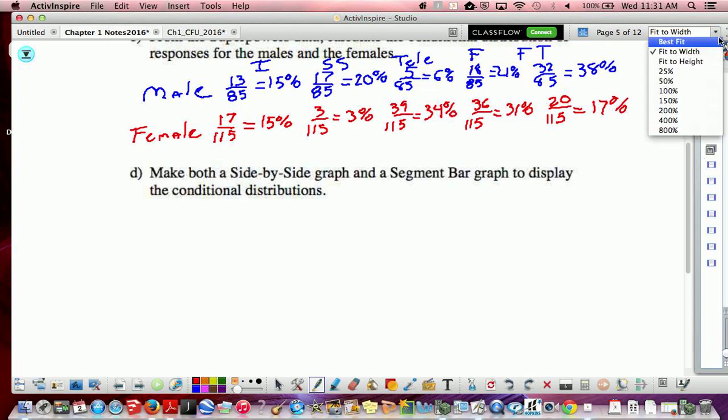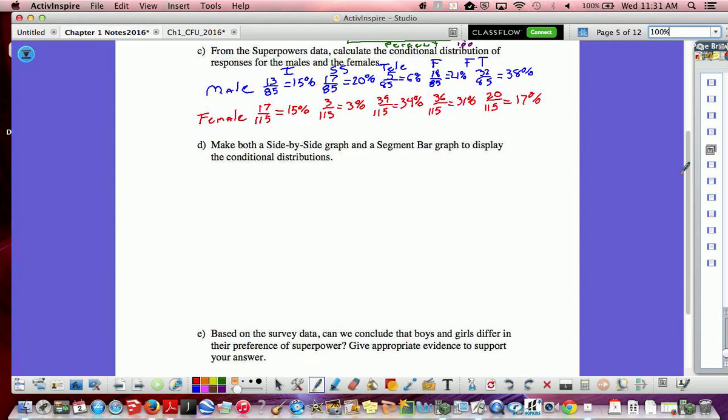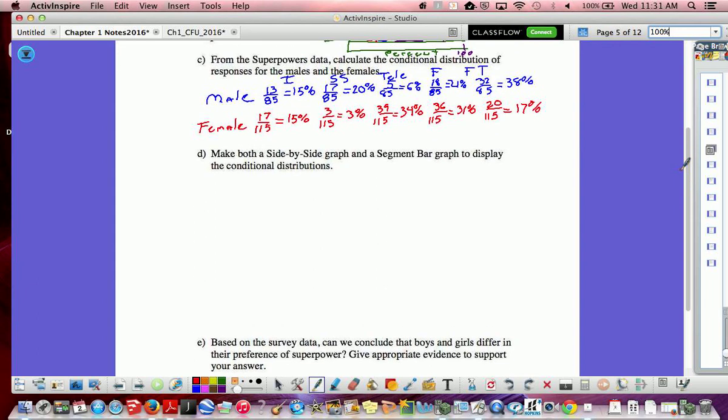Are you okay if I go back to 100% here a little bit so that I can see the data and the screen, and if I need to zoom in, I can? Okay. So I'll go side by side here. Let me just switch colors. I'm going to do side by side. I'll do that here, and I'll do segmented over here.